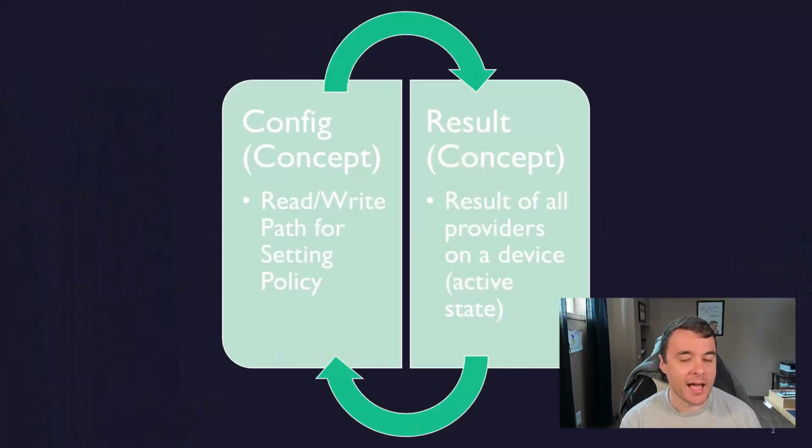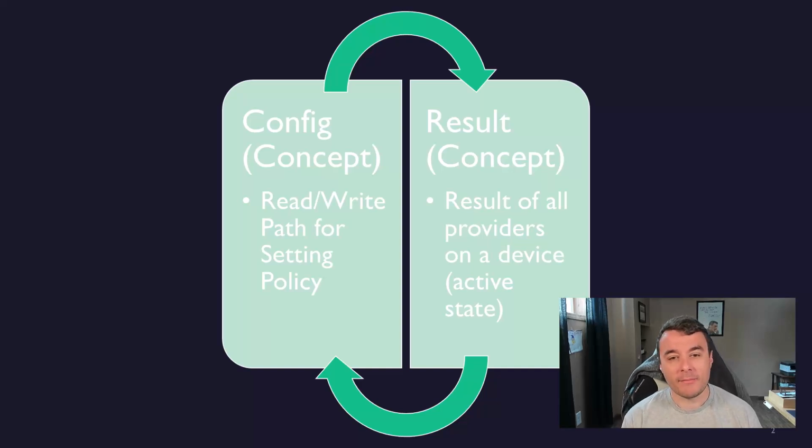So we use something called configuration service providers, or CSPs. And these CSPs typically have two sort of avenues of utilization. The first one is something called a config node. Now this has read and write access on this node, and this is where we write configurations, and the OS expects us to write configurations. The OS keeps track of these configurations based on the provider that set them, so Intune would be a provider, or any MDM would be a provider.